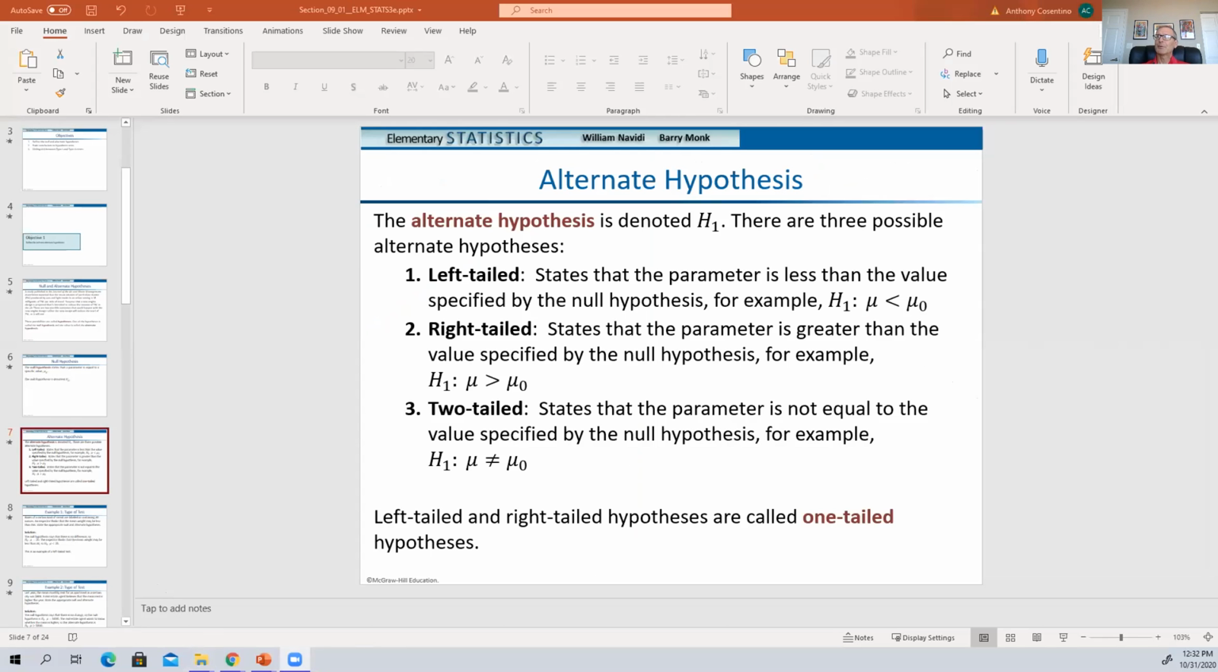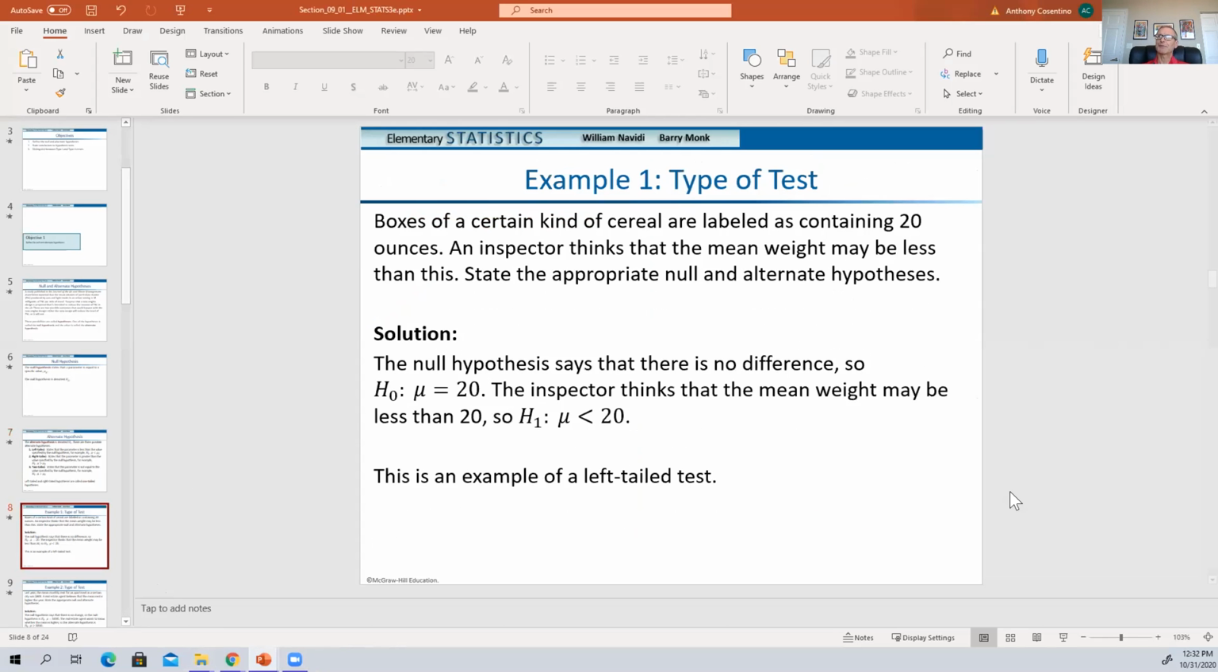So let's walk through a couple of examples on just the setup. Here's an example of the cereal one where we say a mean of 20 ounces in each box, and the inspector thinks that that's wrong and actually expects that it's less than, which would not be good, right? You see how the null hypothesis is set up as equals, and the alternative is set up as less than. So that would be the left tail test.